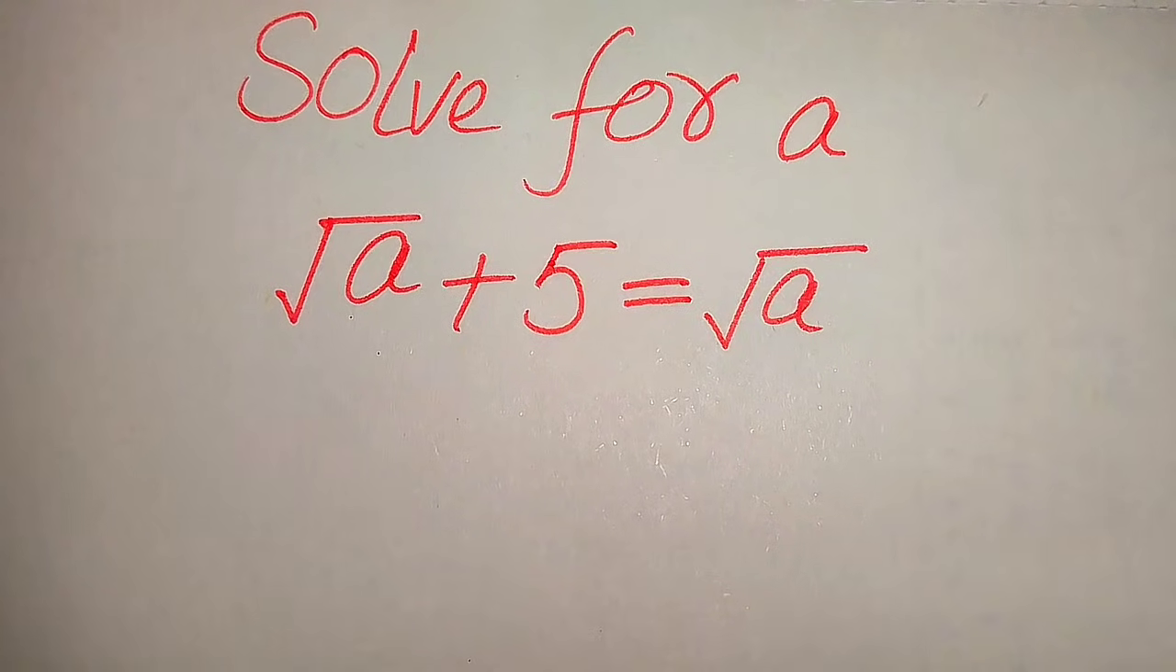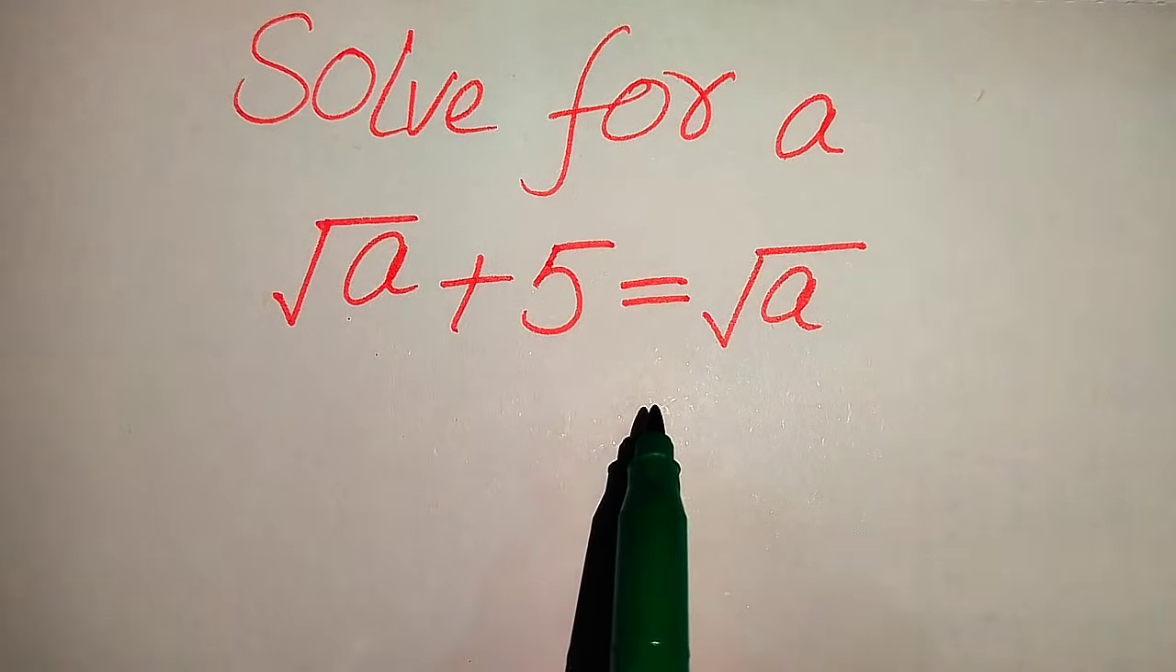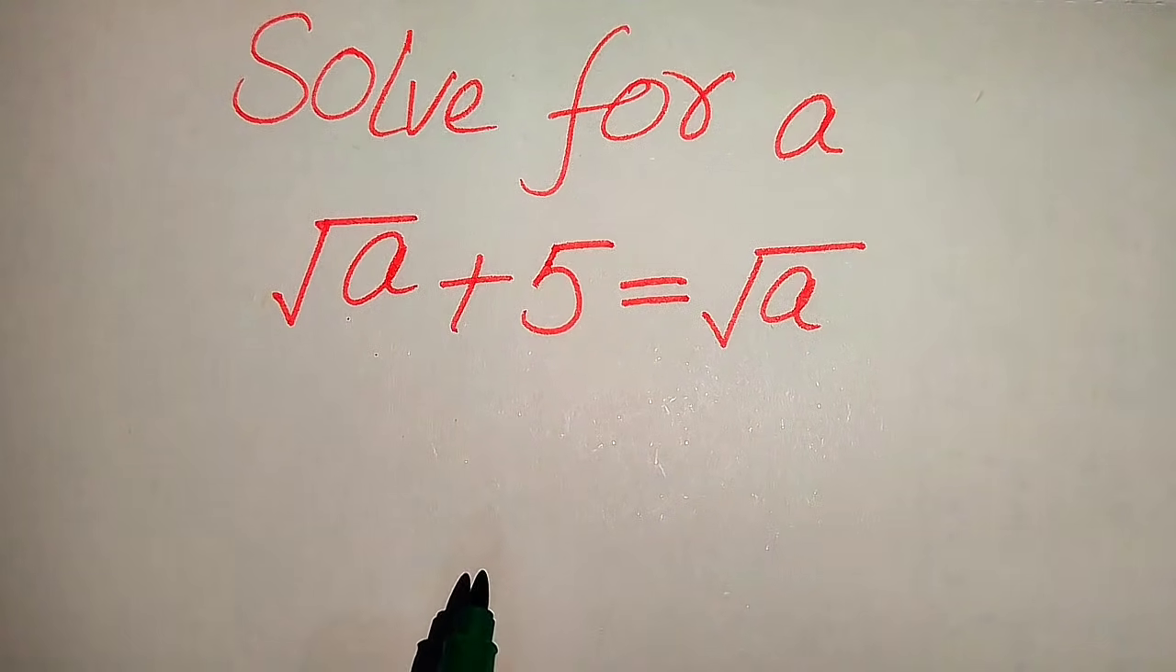Hello everyone, how to solve this problem for the values of a. If we have square root of a plus 5 is equal to square root of a, and we solve this problem for all the values of a. So here first we need to find all the roots of this equation, and at the last we will verify which of the roots are solutions and which of the roots are extraneous roots.